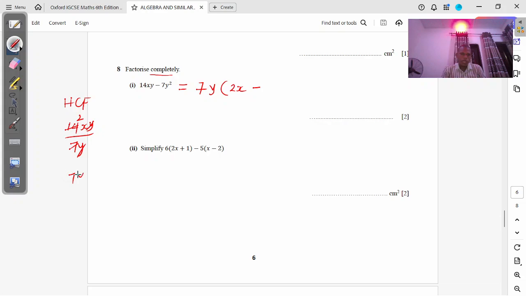Then I'm going to divide 7y squared by what? By 7y, which I've brought out. So 7 cancels out 7. This y cancels out the square. I have y here. So this is the final answer. So we have 7y into 2x minus y. Okay, now on to the next one.